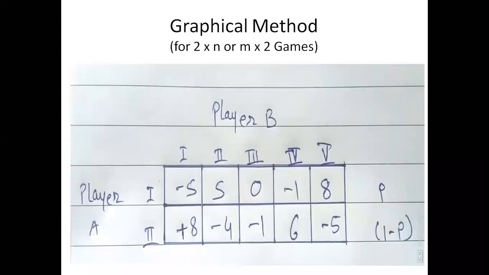Okay. So the next method that we are starting with is the graphical method. Now this graphical method is applicable when you have a game of this form. Either it is 2 cross n, which is what you see on the screen, or m cross 2. Either it should be a 2 cross n or m cross 2. Fine. Am I clear with this?